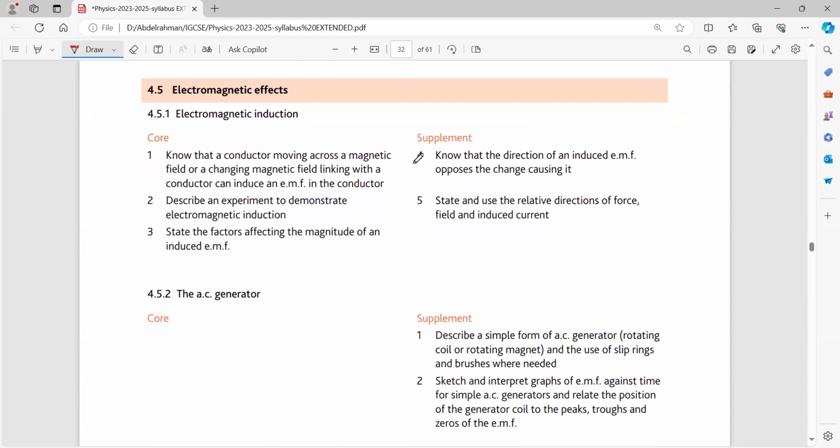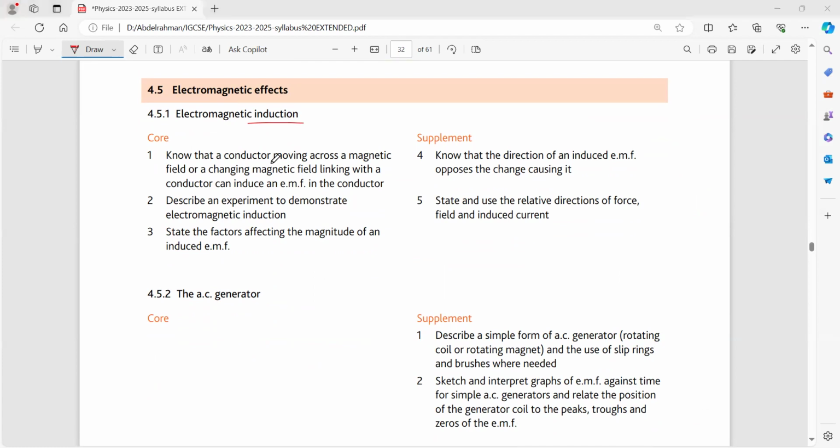Electromagnetic effects. Electromagnetic induction. First of all, we need to talk about the generator, and then we will finish up the generator first, and then we will move on to the electric motor or DC motor. What's a generator? Induction means that we are producing a current. Electromagnetic induction means that I am producing some current.